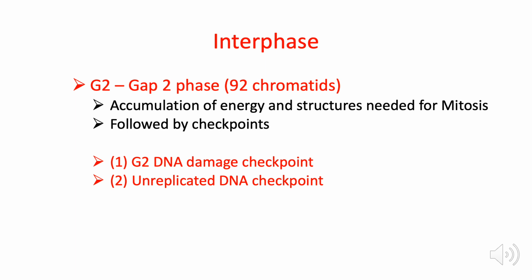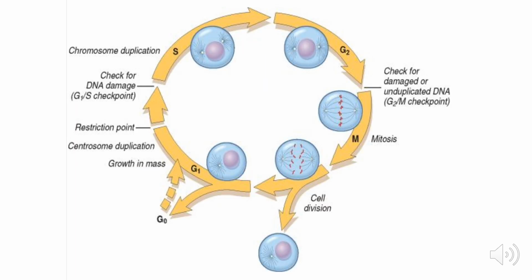So take a look at this picture. This is the gap2 phase, and before the cell is allowed to move to the mitosis cycle, the cell has to undergo two checkpoints. The one that will check for presence of damages and the one that will check if all of the DNA are really duplicated. If the cell will pass through these checkpoints, then the cell will now enter the actual mitosis.